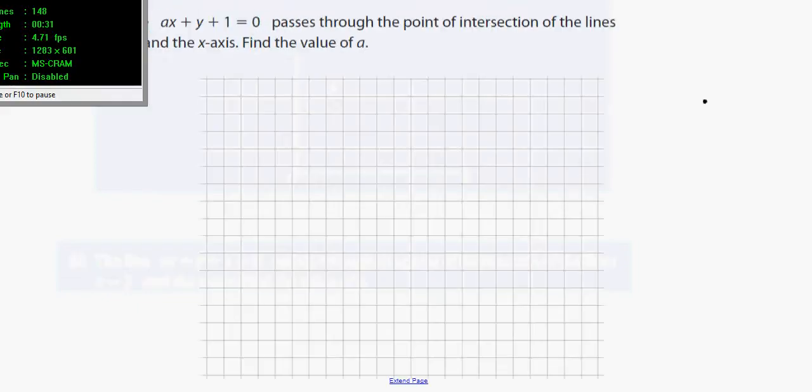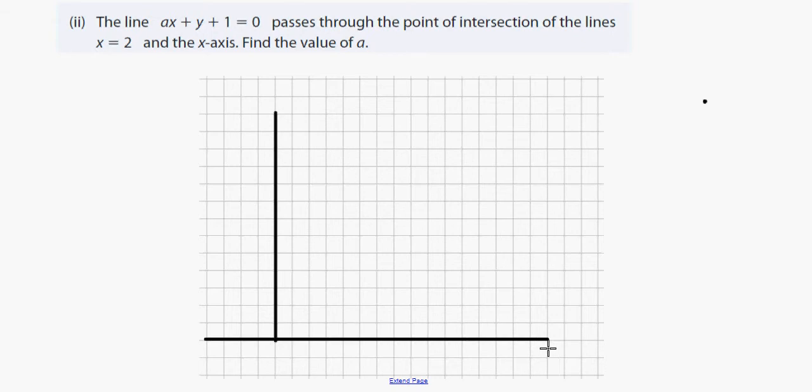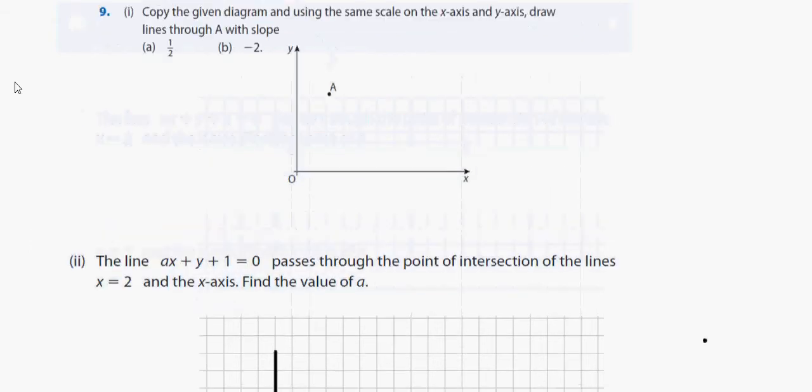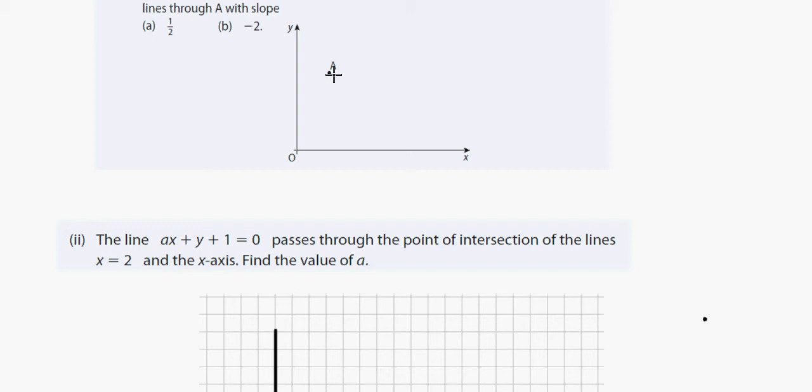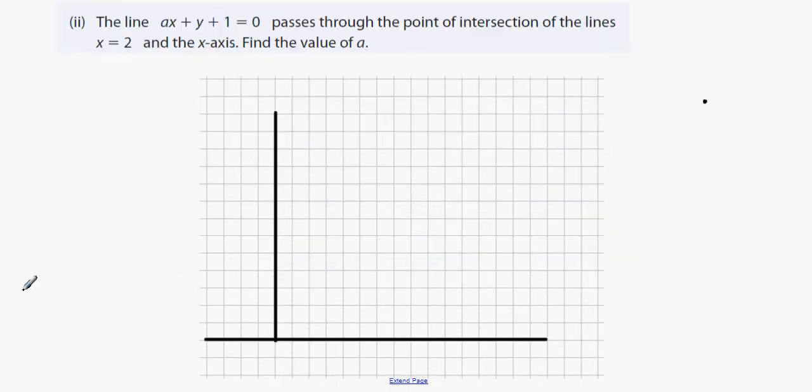So what I'm going to do is just copy this diagram and replicate where A is. So here is your x and y axis as shown above, and as you can see A is maybe across one, up a couple, so we'll just figure our point A. So give our point A somewhere up here.